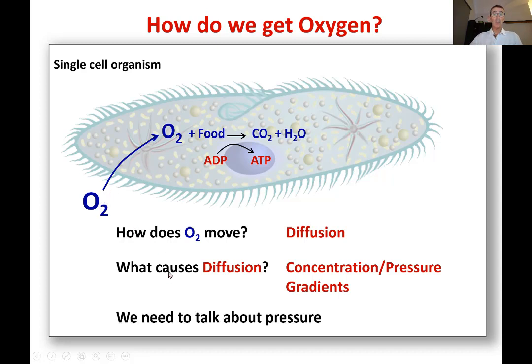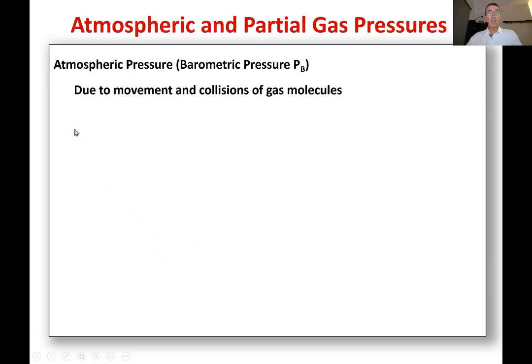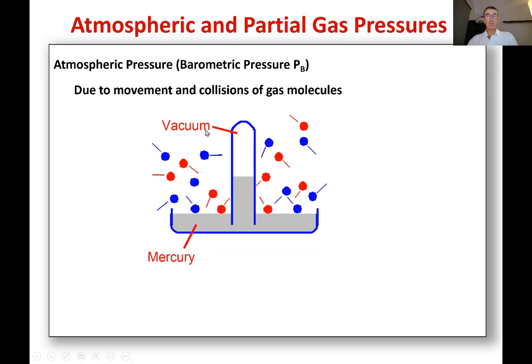So we need to talk about pressure. In this room, or in your room, we're all in different rooms, but there's an atmospheric pressure, which is also called the barometric pressure. That's due to the movement and collision of gas molecules. The best way that I can illustrate this is to get you to imagine a scenario where there's a dish filled with mercury, and then I've taken a container, turned it upside down, and stuck it into that dish, and created a complete vacuum. So there's absolutely nothing in here at all.